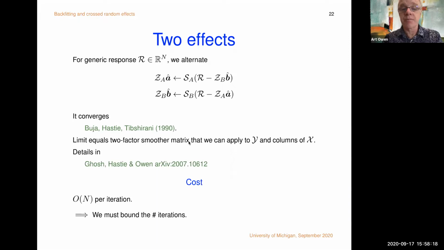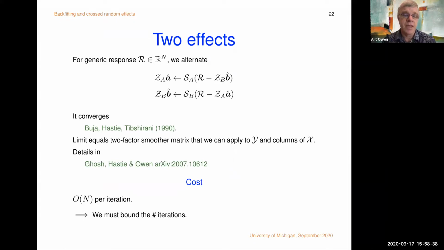And then we can do a two-factor smoother on Y and a two-factor smoother on all the columns of X, throw it all together, and then we have our generalized least squares. And the details are on arXiv now. And it costs order n per iteration. Each time we iterate, it costs us order n.